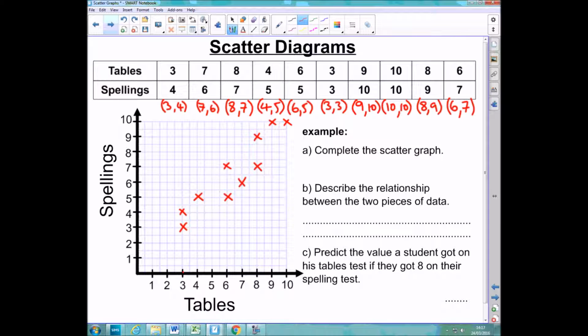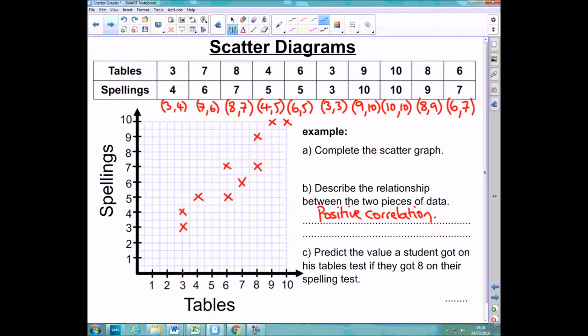The next question they could ask you is to describe the relationship between the two pieces of data. Usually when they ask you for the relationship, they will accept one of those phrases that we just learned a moment ago about correlation. So here you can see we've got a positive correlation. Another way of phrasing this is that as the scores in the times tables go up, the scores in the spellings go up as well.